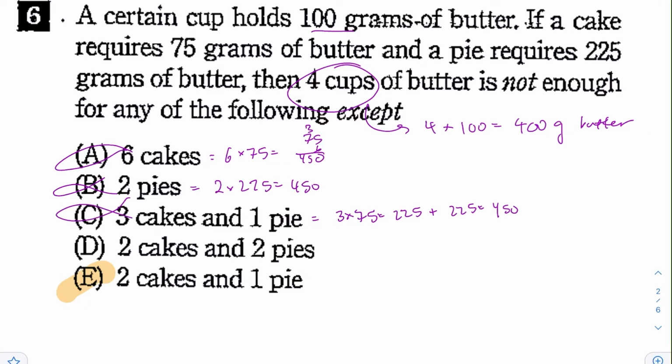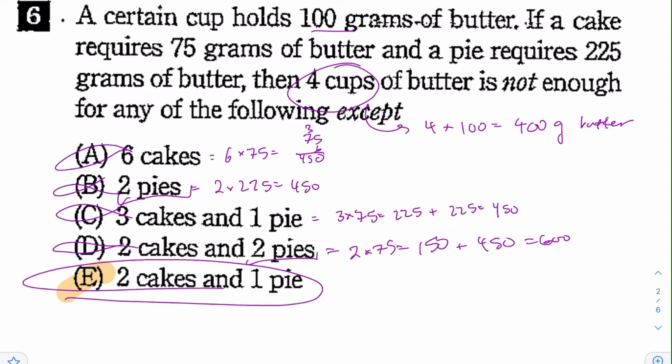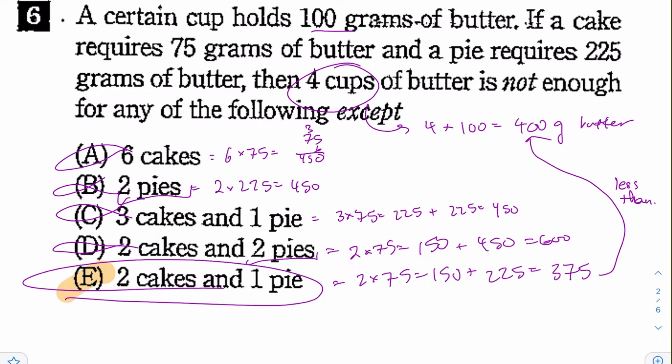For D, you have 2 cakes and 2 pies. So that's going to be the 2 cakes is 2 times 75, which is 150. And the 2 pies, you know that you can already not bake that. So that's going to be way more than 400. It'll be 450 plus 150, which will be 600. So that's wrong. The answer has to be choice C, based off the process of elimination. And in this case, you have 2 cakes, which is 2 times 75, which is 150, plus 1 pie, which is 225. And you've added up, that's equal to 375, which is less than 400, which means that you can bake this.